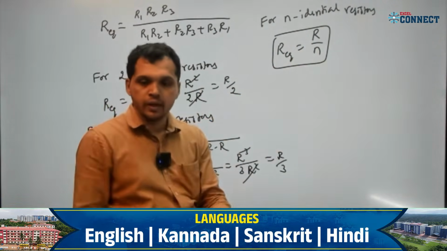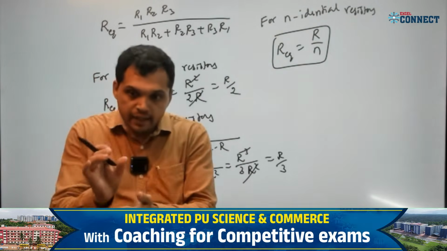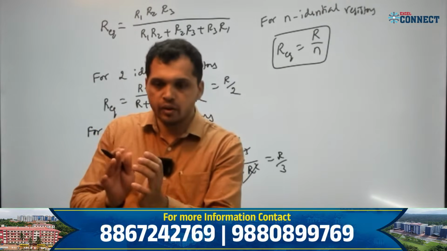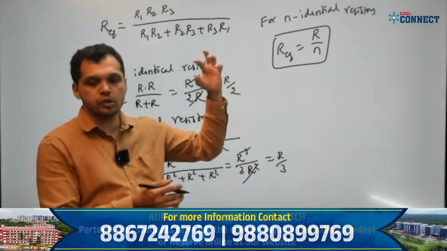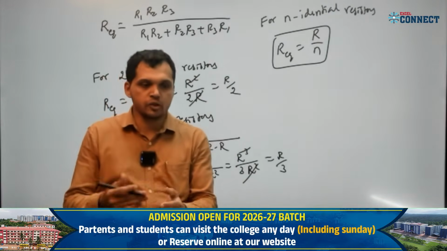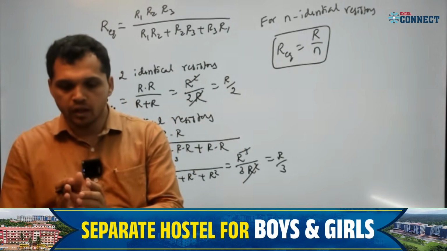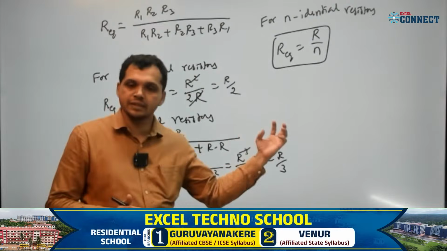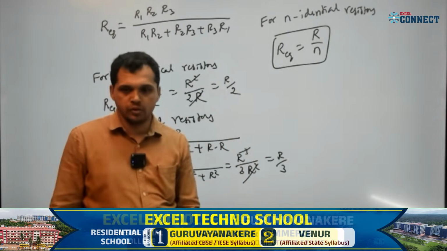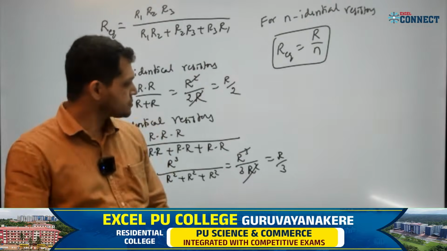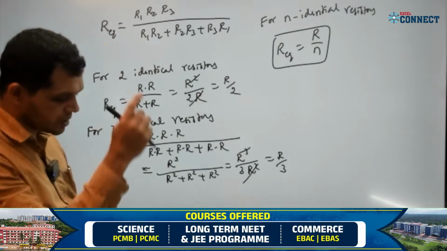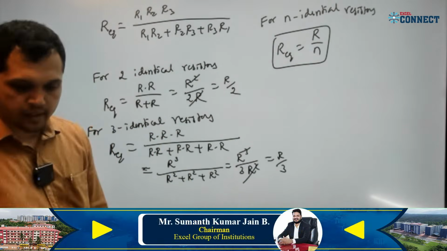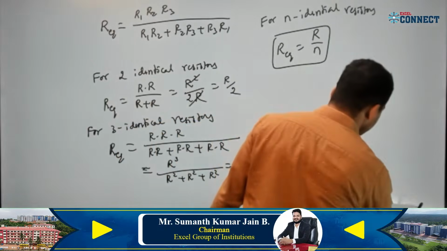This is an important relation for n identical resistors. We can use this to solve circuits. If we have identical resistors, I will give examples, students. If you want more clarification, I will give some circuit examples. First, I will solve some NCERT exercise questions. Then I will give more applications of these circuit problems, and then it becomes clearer for you.